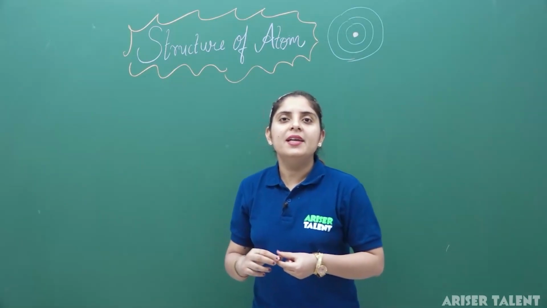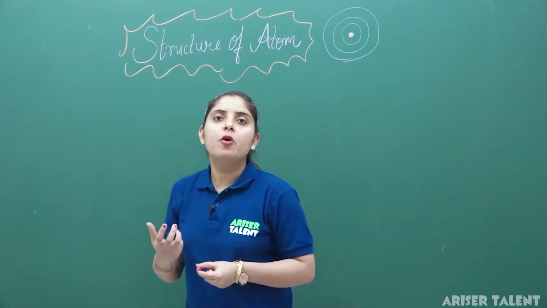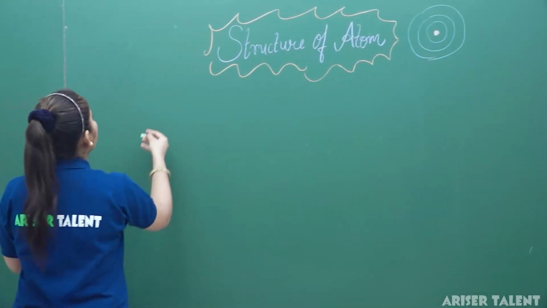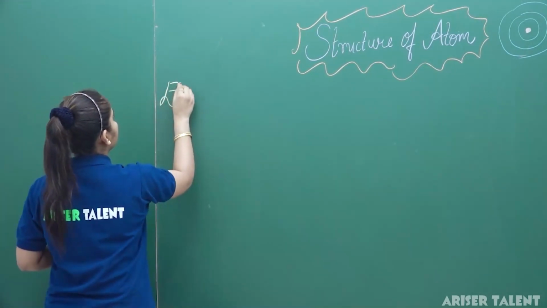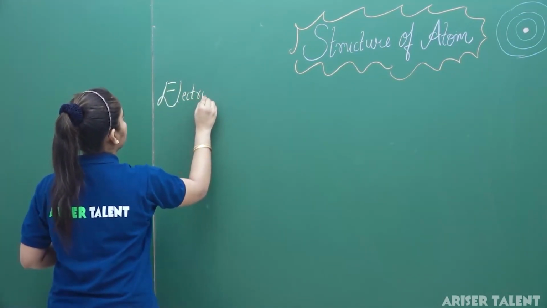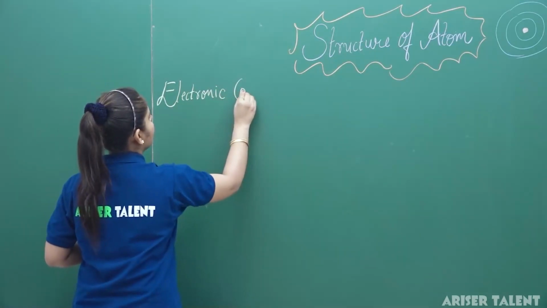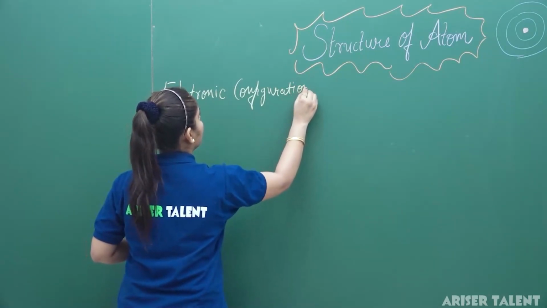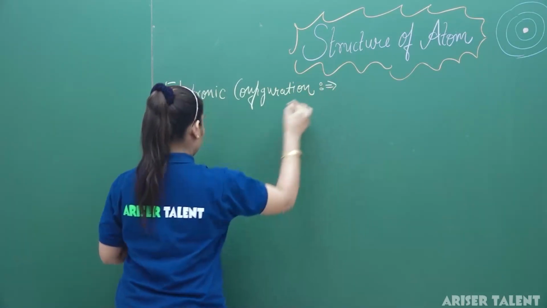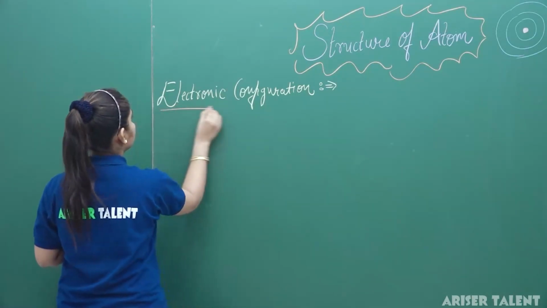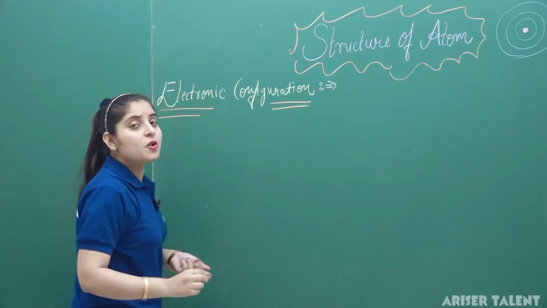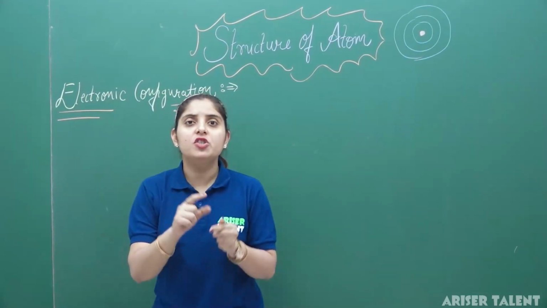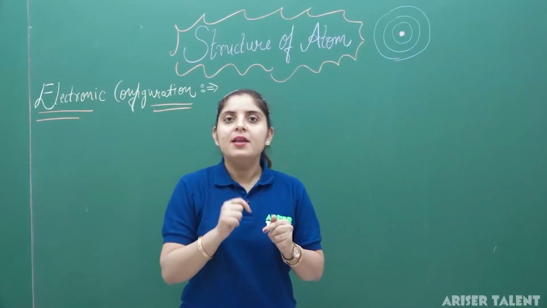Now we are on our next topic: what will be the electronic configuration of an atom. So our today's topic is electronic configuration. So students, what is electronic configuration? Electronic configuration is basically the arrangement of electrons in the shells of an atom.